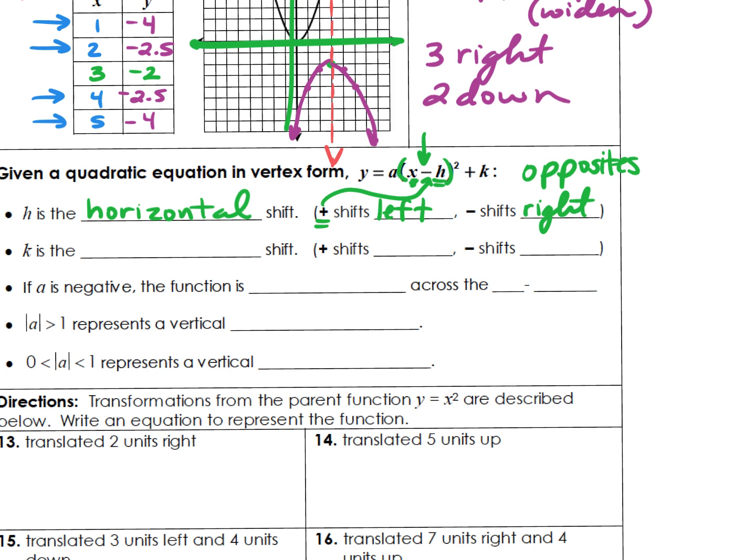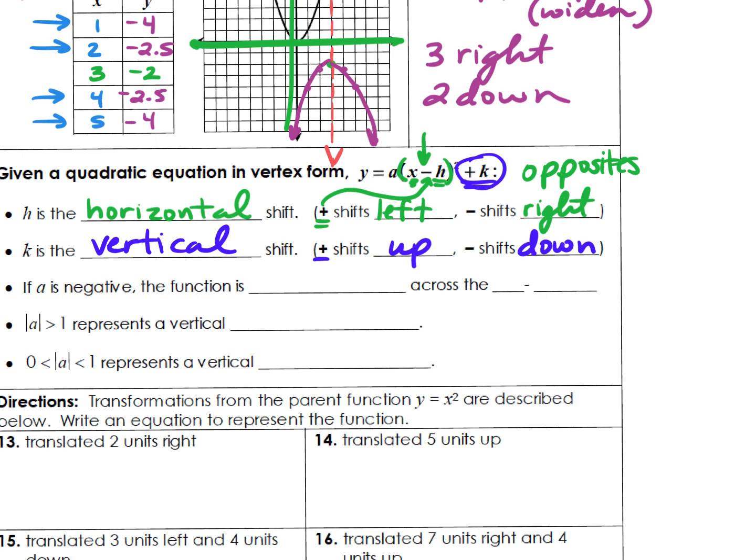Okay, the k, this value, is your vertical shift. Is it going up or is it going down? If it's plus out here, is that going up or down? That's going up. The minus is going down.